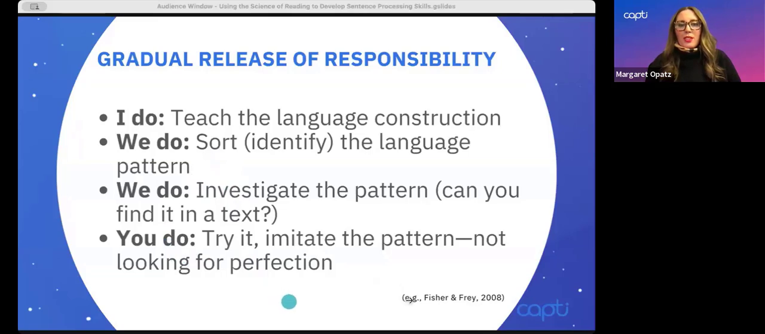I think it's important for us to know too that we want students to play around with language. We want them to imitate patterns, but we're not necessarily looking for perfection. That will come with more and more practice. They'll get more and more skilled with it. But it's really important to note that we're looking for that gradual release of responsibility as students feel more empowered and confident to identify those various language features.